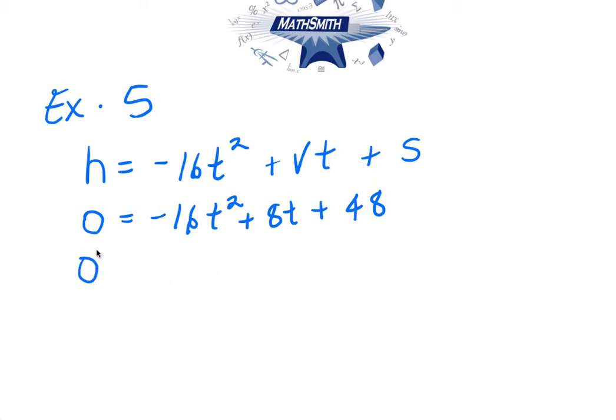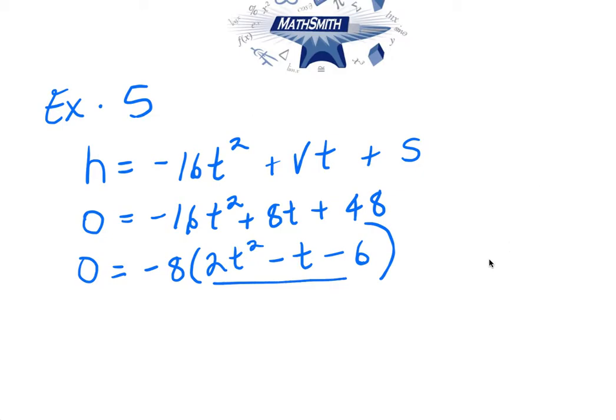And I think in general, if you get a leading negative, you should just go ahead and take the negative out. It looks like it's going to be negative 8. So let's take negative 8 out, and this becomes 2t squared minus t minus 6. I believe that's correct. So we'll use the box method on this part to solve it.